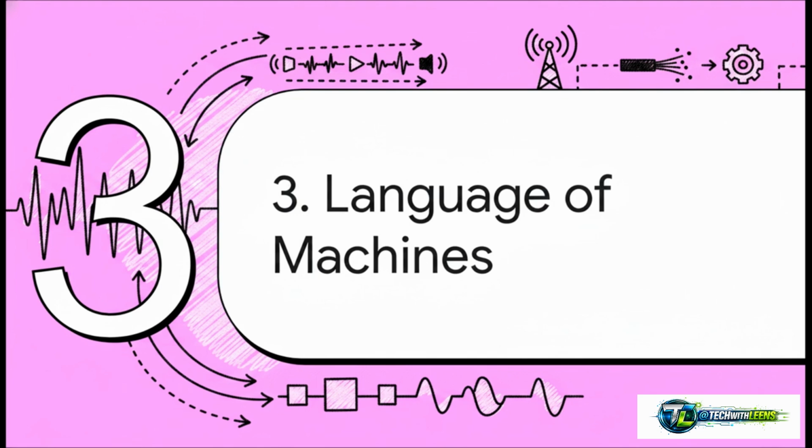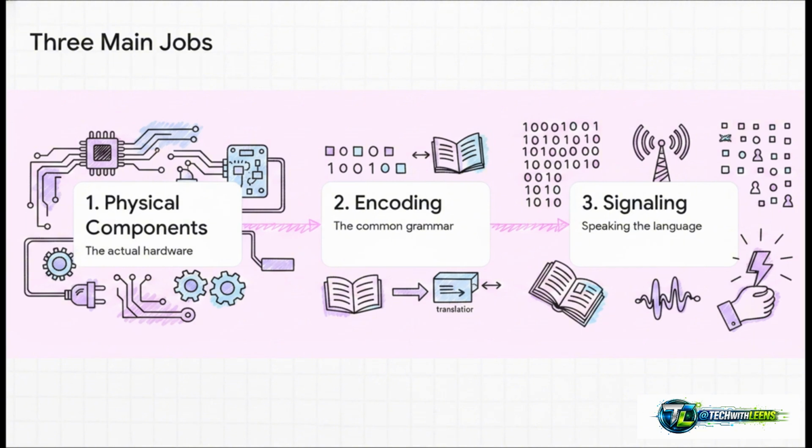It all comes down to speaking a very specific physical language. And we can break this language down into 3 main parts. First, you need the actual hardware, right? The physical components. Second, you need a shared code, sort of like a grammar, that's encoding. And third, you have to actually speak that code, that's signaling. Let's break them down one by one.